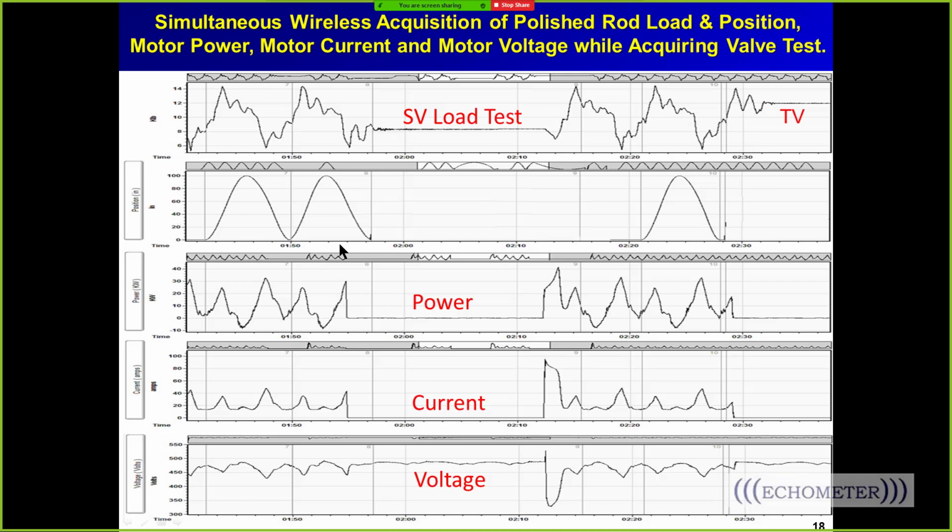Now this is the data from that same well, and what it's showing is the load versus time. This is the position from the accelerometer versus time. This is the power, and this is the upstroke and downstroke peak. So here's upstroke and downstroke. If you look right there for one stroke, that peak is smaller than that peak.